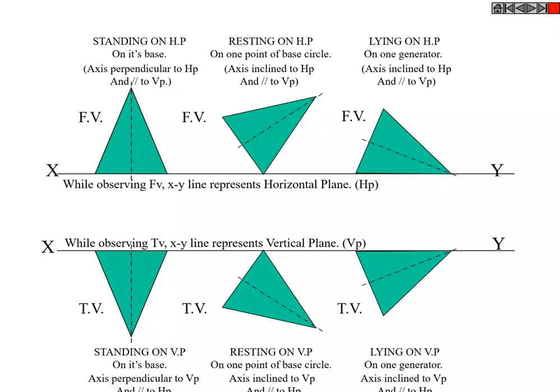So resting on HP, resting on VP, standing on the base, resting on VP where the axis is inclined to VP and parallel to HP. The first case, the axis is perpendicular to VP and parallel to HP. Last is lying on VP. Here one of the generators is on the plane, and the axis is inclined to VP and parallel to HP. So like this, you must be able to get the different views of the base circle when it rests on HP and VP.